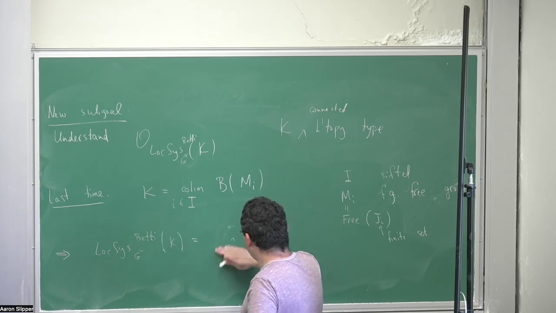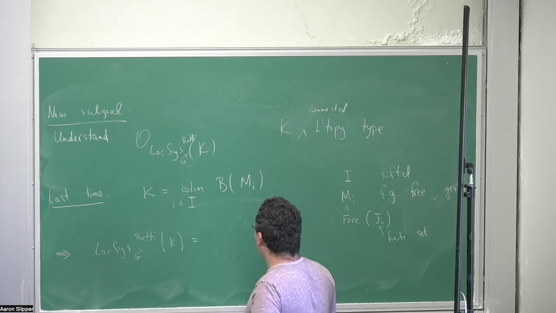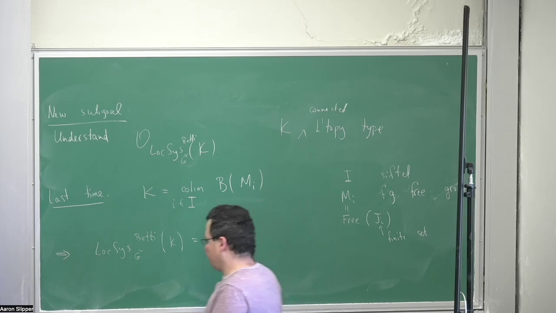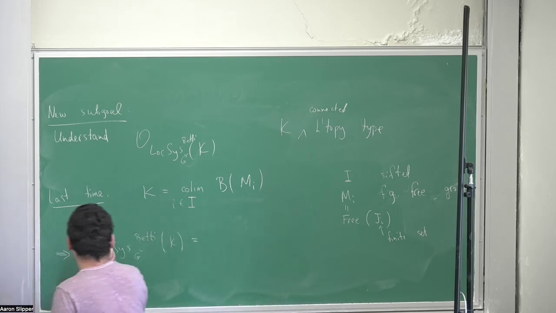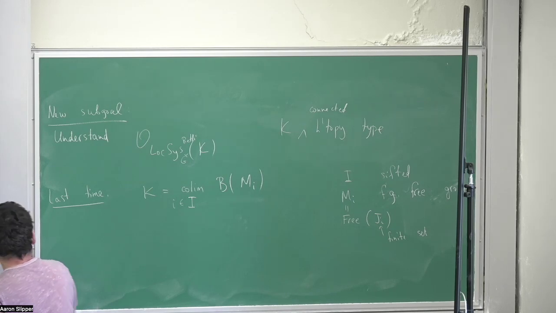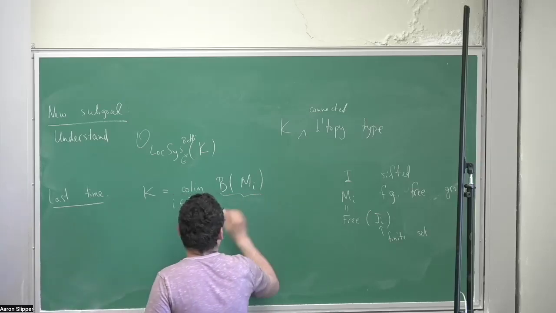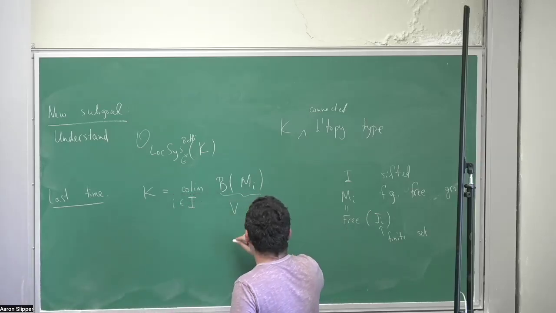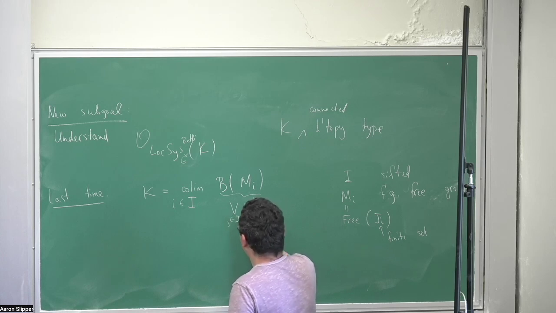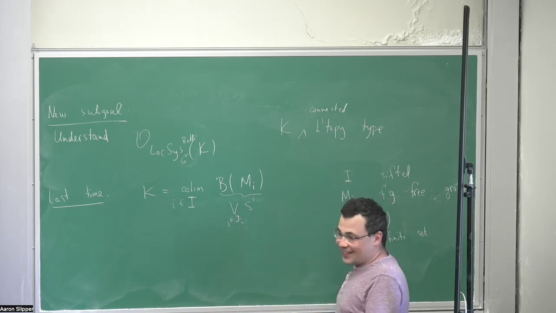What's that? Say this better. Oh, sorry, B means classifying space. Yeah, so this is a wedge of circles. What's that? I was explaining, oh yes, what you wrote last time.